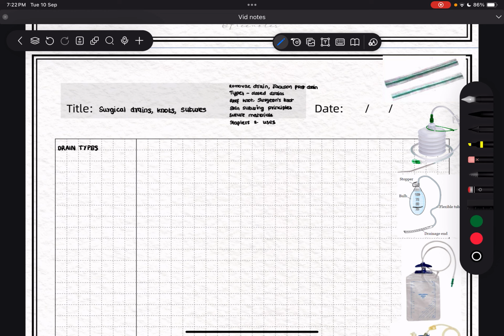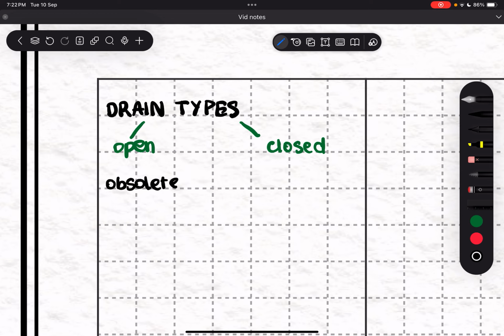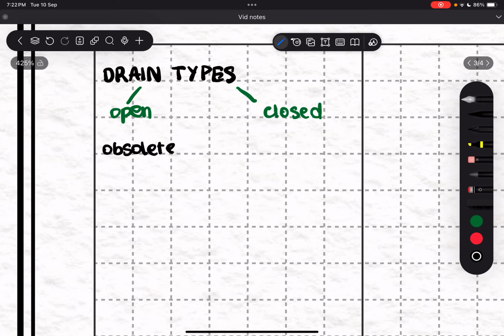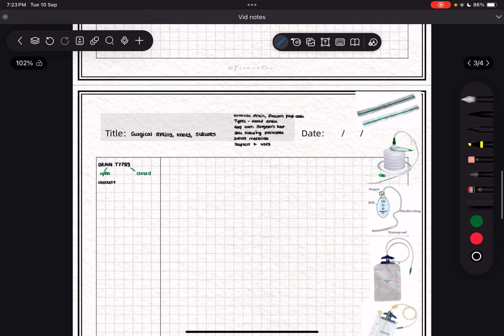Now, there are two types of drains, they are open drains and closed drains. These open systems are obsolete now, so they are not really used nowadays. Whereas closed drains empty into a bag or container. We will look at their types shortly.